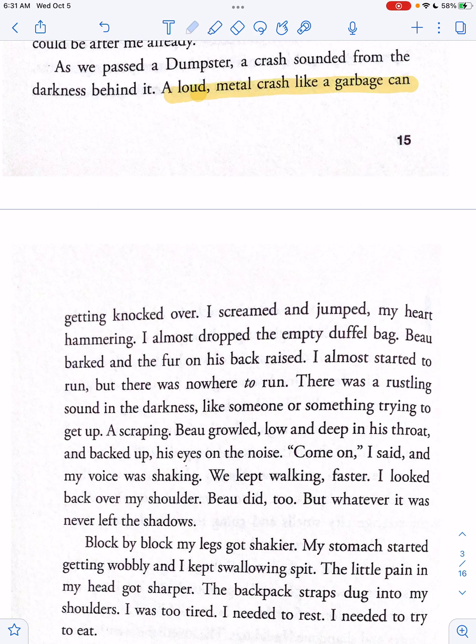This is another example of sensory language, and it is sound. It's a loud metal crash.